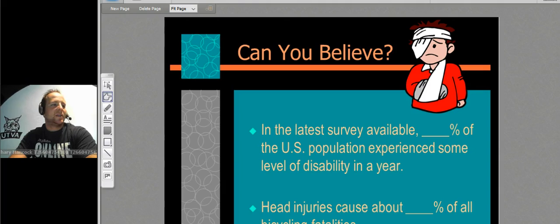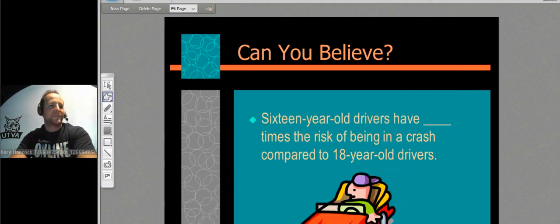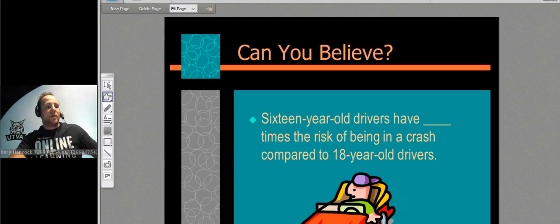So basically, the more experience you get driving, the more your rates will go down. I don't know if any of you have gotten your license yet and put yourself on insurance, but it's super, super expensive at first, and then it will go down over time. Okay. 16-year-old drivers have blank times the risk of being in a crash compared to 18-year-olds. Somebody said, I've had mine for a year now. Do you know if your rate has gone down on your insurance yet?